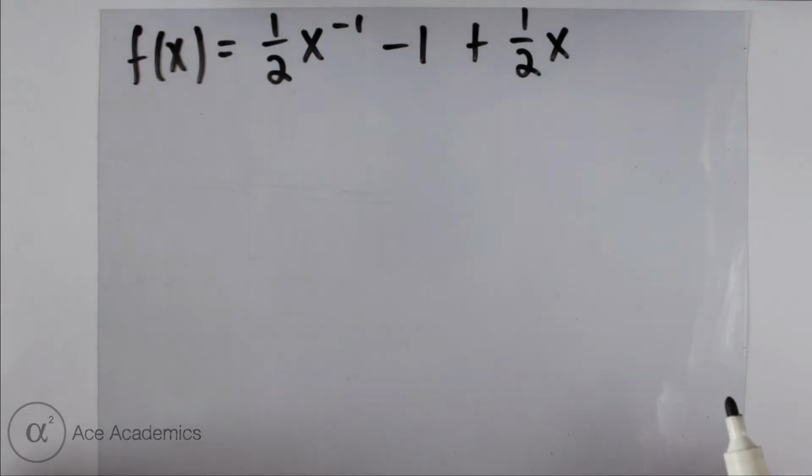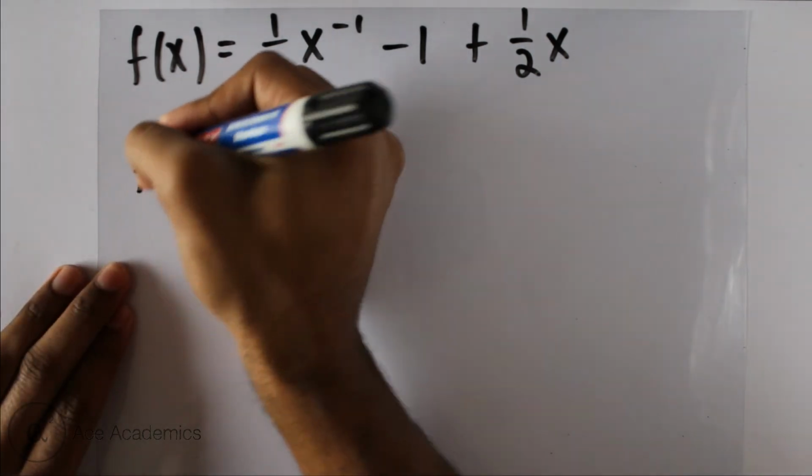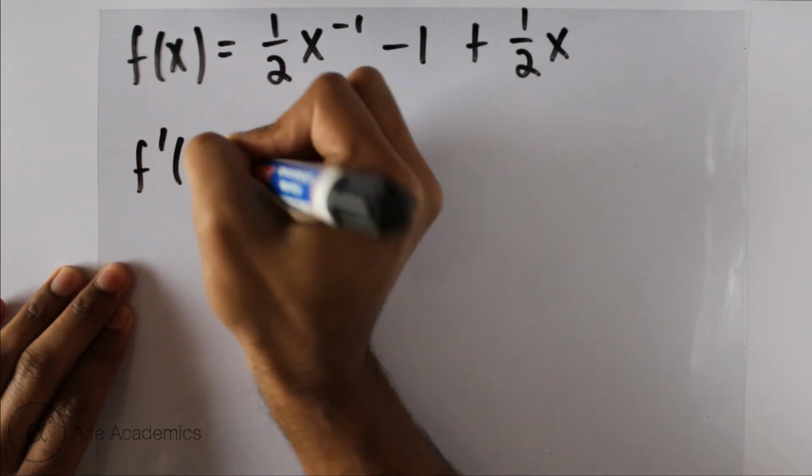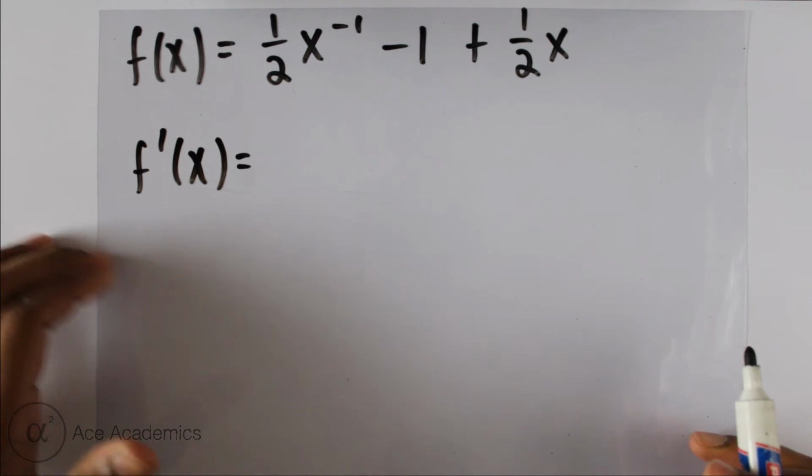The first thing in the step when doing our derivative is we change our notation. So f of x becomes f prime of x. And now we differentiate each term.